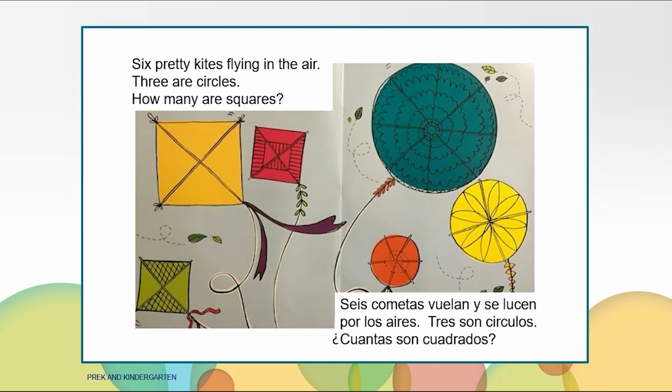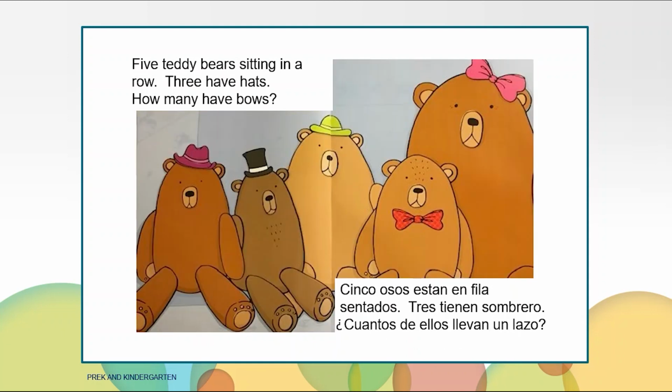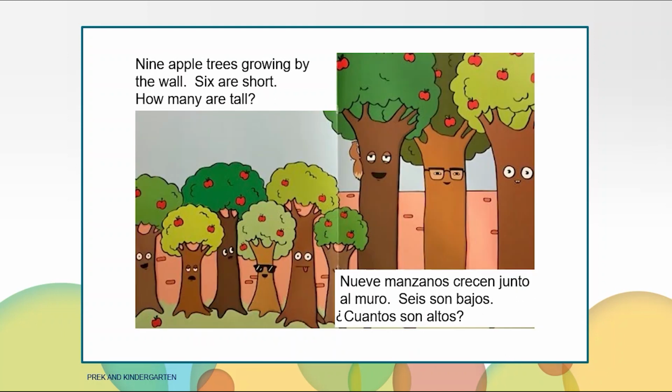Now let's go back to what the story is asking us. 6 pretty kites flying in the air. 3 are circles. How many are squares? Right, 3. Great job, everyone. 5 teddy bears sitting in a row. 3 have hats. How many have bows? 2. 9 apple trees growing by the wall.